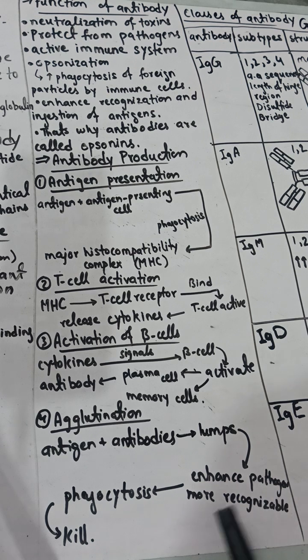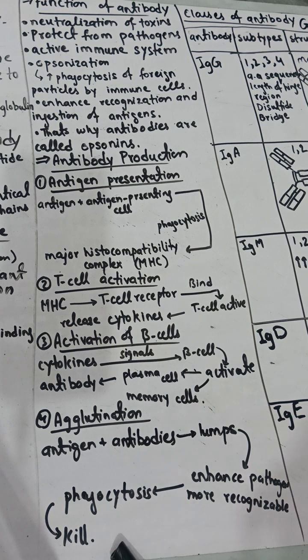They make the pathogens more recognizable. As a result, they will be recognized by your different kinds of immune cells like macrophages and neutrophils. After that the phagocytosis will occur, and now your antigen is killed and completely removed from your body. So this was all about how the antibodies are produced, and what they are doing inside your body.